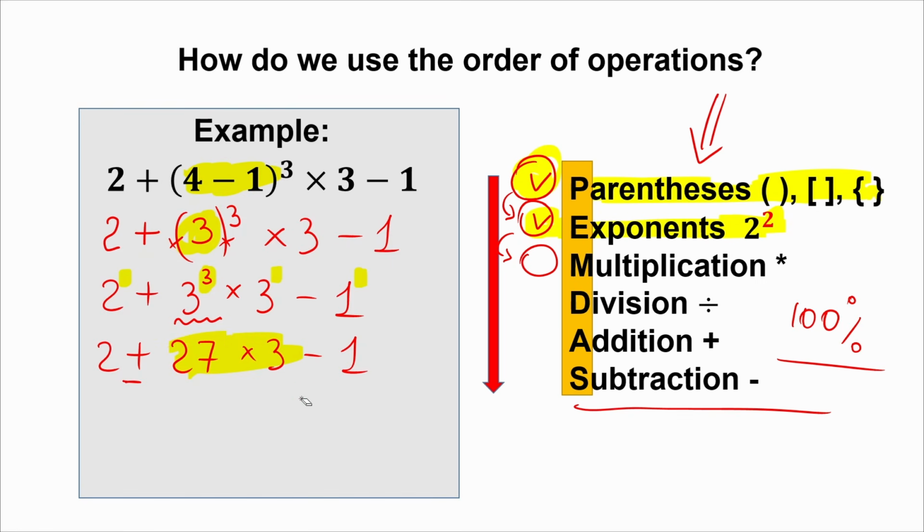Yeah, so let me just do this right now. So we have 2 plus 27 times 3, equal to 81, I guess. Yeah, real quick without a calculator, and minus 1. So we complete this multiplication part.